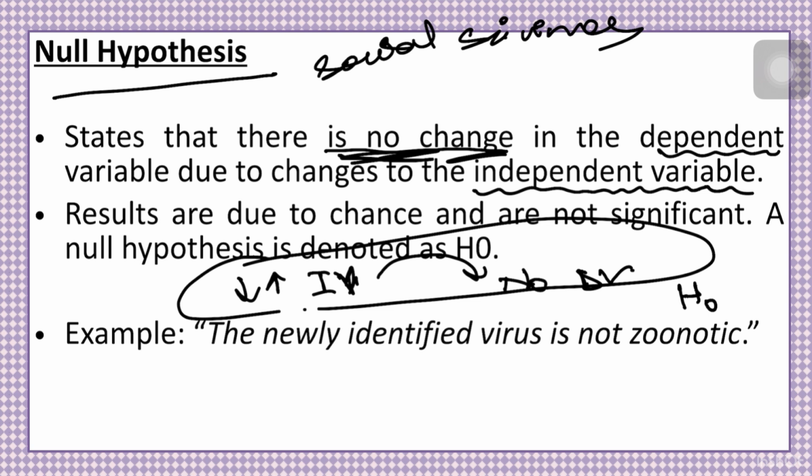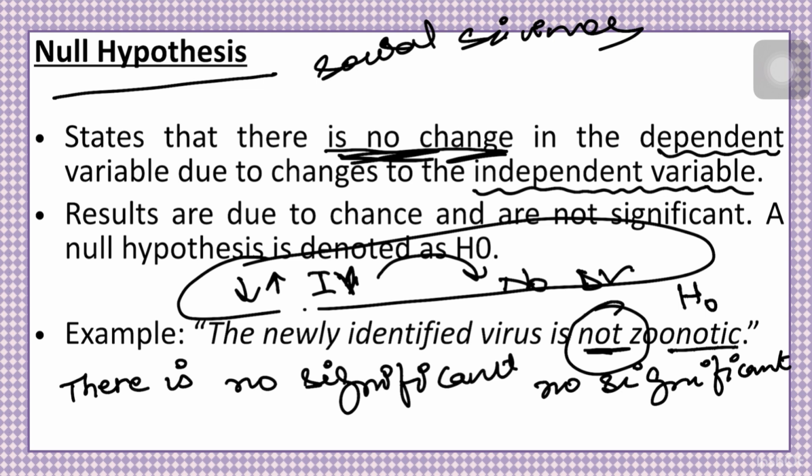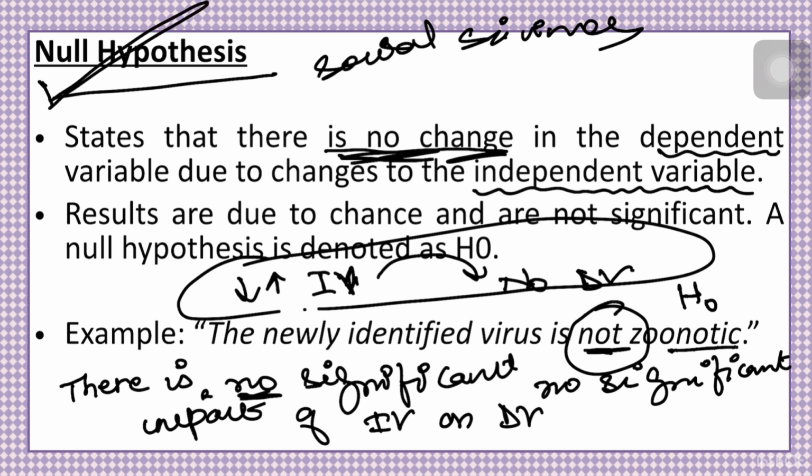Let's see the example. The newly identified virus is not zoonotic. Not or not significant, these terms are very common while framing our null hypothesis. Another example could be: there is no significant impact of the independent variable on our dependent variable. So terms like no and not are used in our null hypothesis.